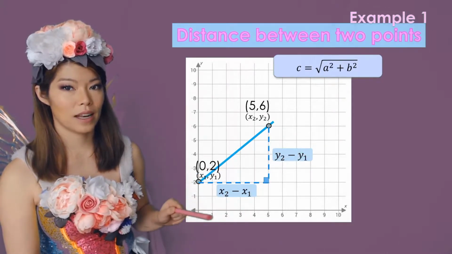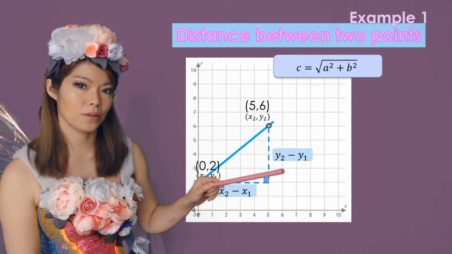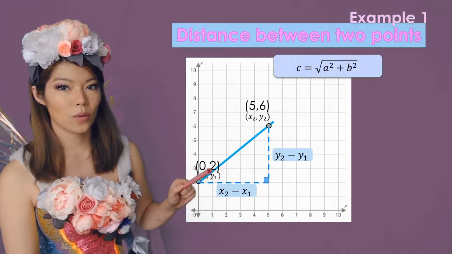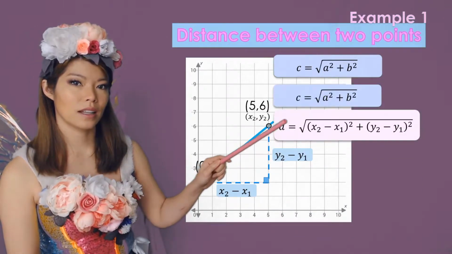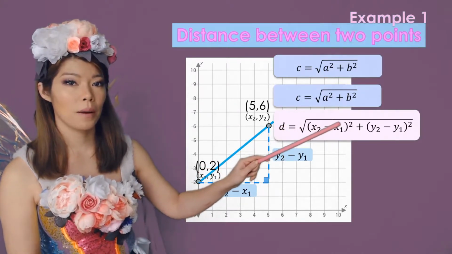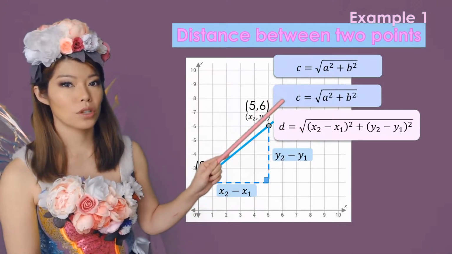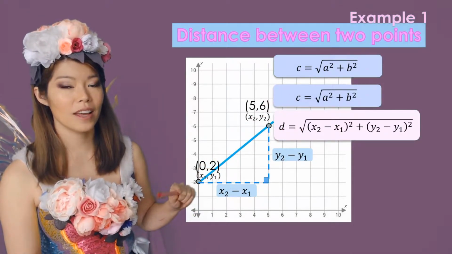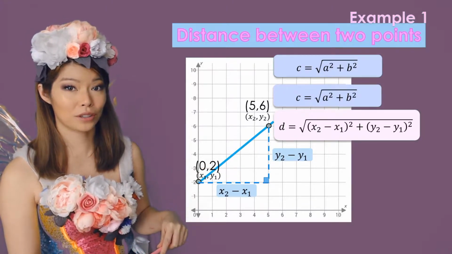So now we have the length of this side of the triangle and the length of that side of the triangle, so we can plug it into the equation. So let's do that. We have x2 minus x1 squared plus y2 minus y1 squared, all square root. And I've substituted and written d because we're looking for the distance. So that's our formula we're going to use today.